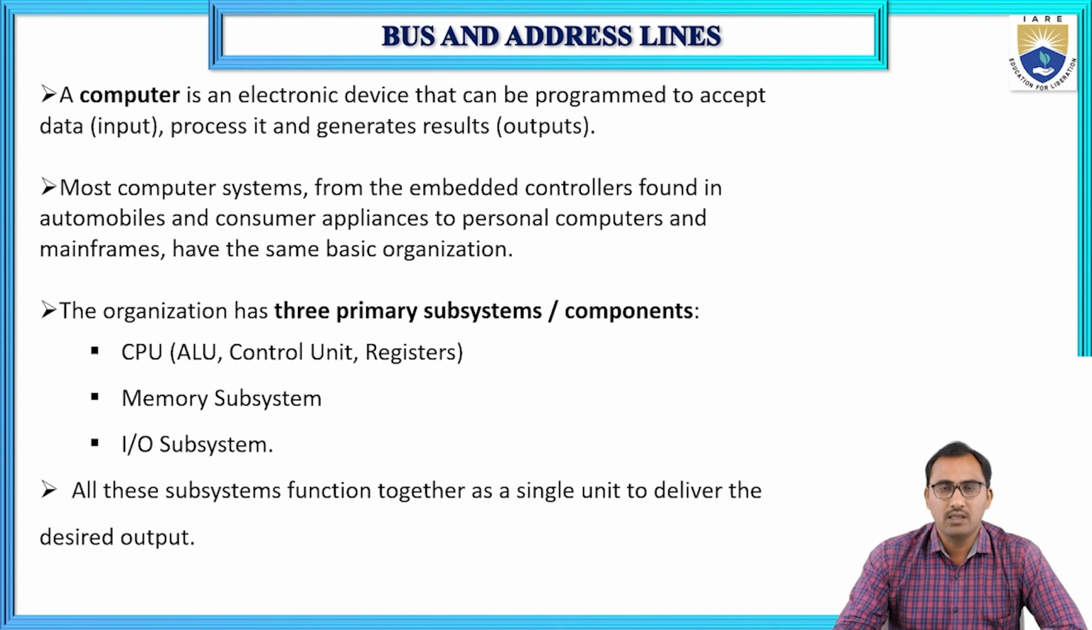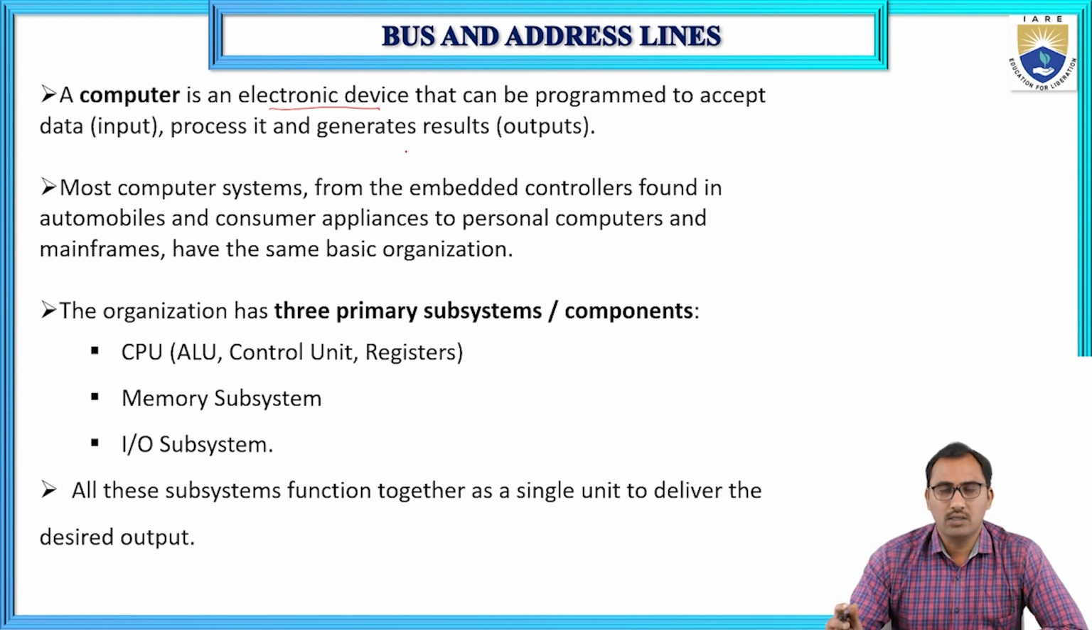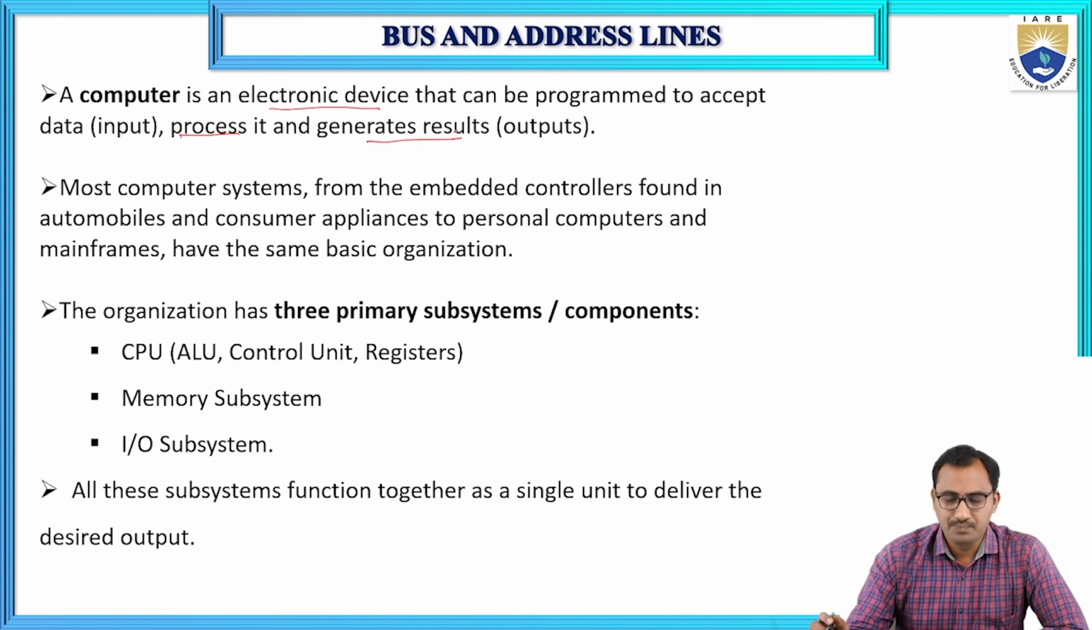Basically, the computer can be used to perform various operations. The computer is an electronic device that can be programmed to accept data, process it, and generate the results. So the computer is made up of some electronic components, and it is programmed to accept some input data from the various input devices. After accepting the input data, the accepted input will be processed by the CPU, and then it will generate results.